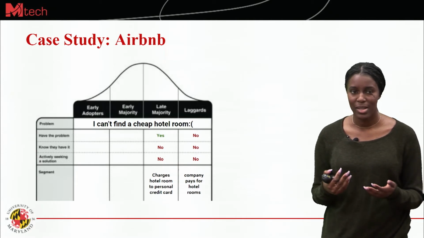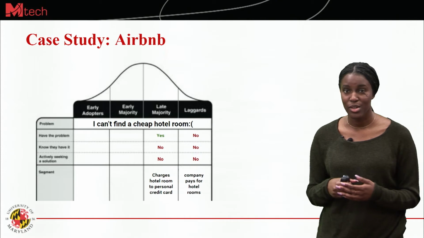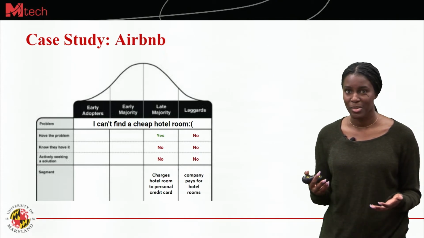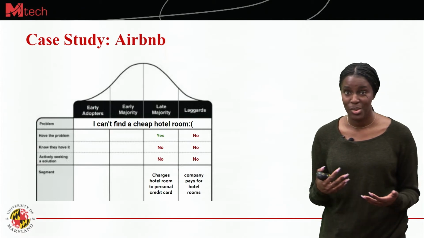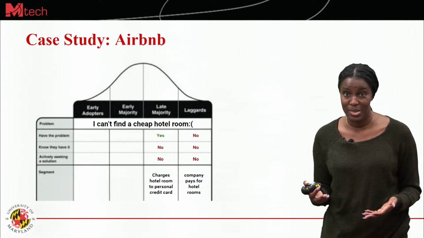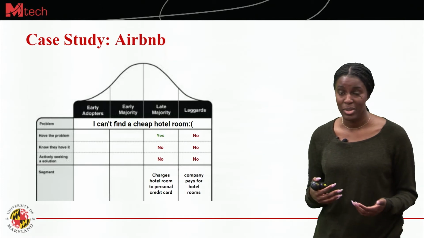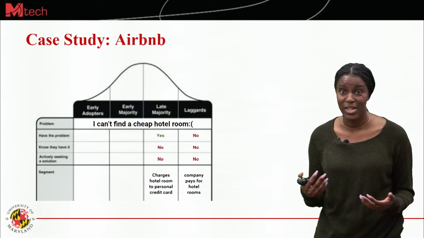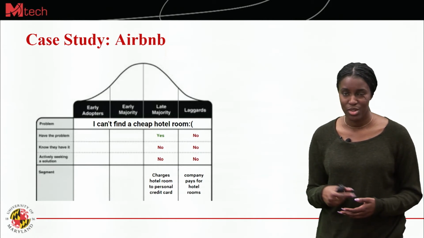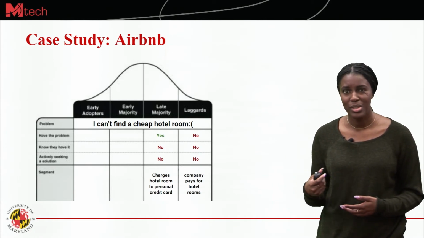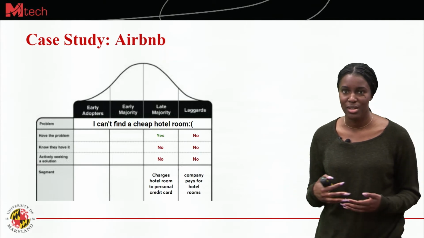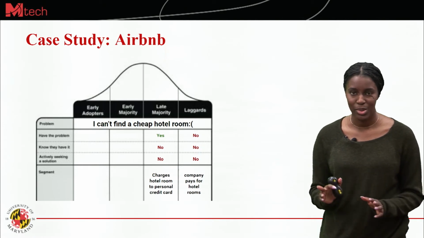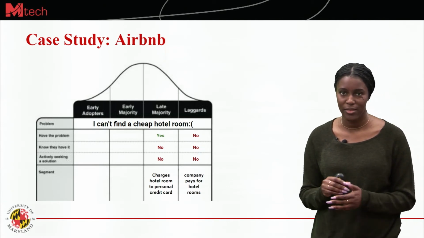So I've taken a stab and I've said that people that are charging their hotel rooms to their personal accounts are not really the people that we're looking for. Yes, they're going on business travel, and yes, it's expensive and their company won't cover it, but instead of thinking through, hey, how do I solve this problem and find cheaper hotels, they just go ahead and charge it to their personal account. So they don't really see it as a problem because they're in a position where they can take an alternative action. So, okay, late majority. They'd probably benefit, but we're not going to focus on them.